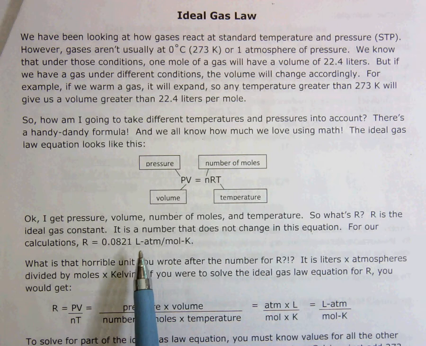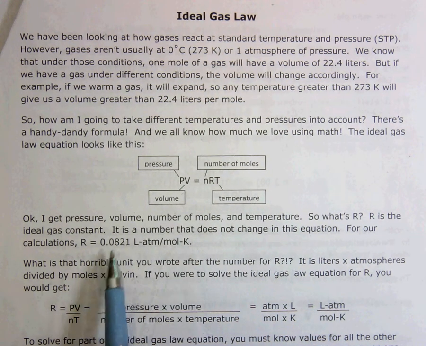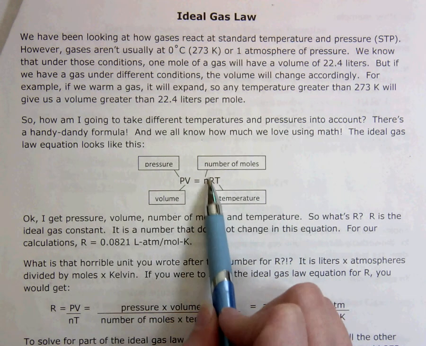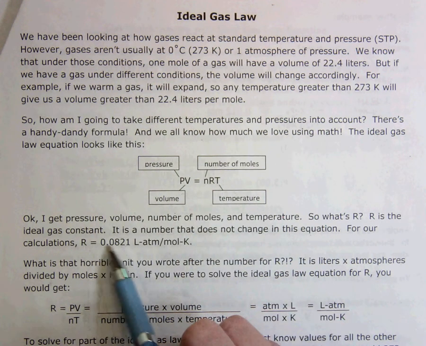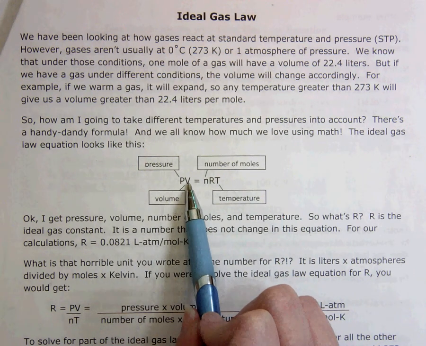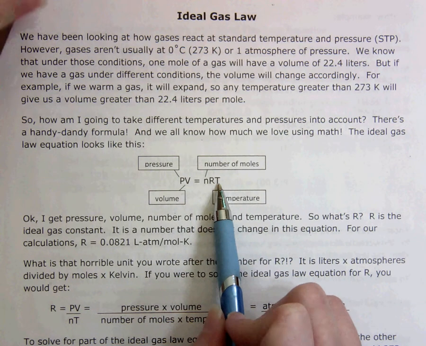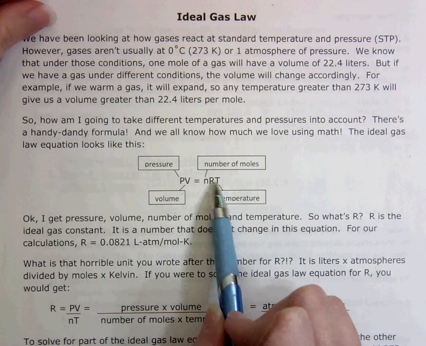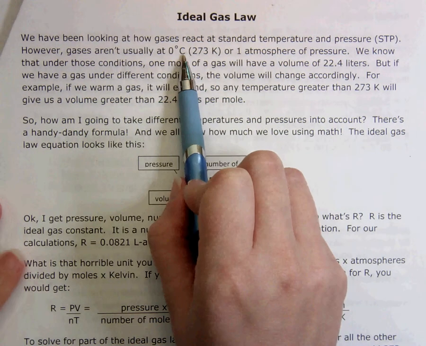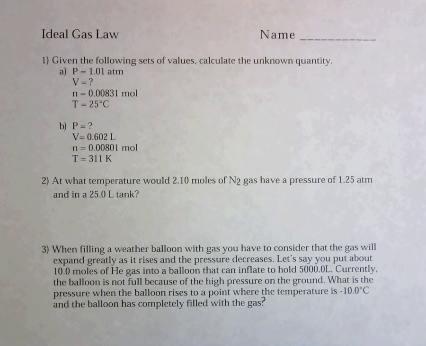And for what we're using, since we're going to be using atmospheres and liters and Kelvin, our constant for R is going to be 0.0821. So every time you see this capital R here, you'll always plug in 0.0821. So again, my formula: pressure times volume equals number of moles times the gas constant times temperature. And we want our temperature in Kelvin. So if you do end up with a temperature in Celsius, make sure you add 273 to it to get your Kelvin temperature. So let's do the first one together.